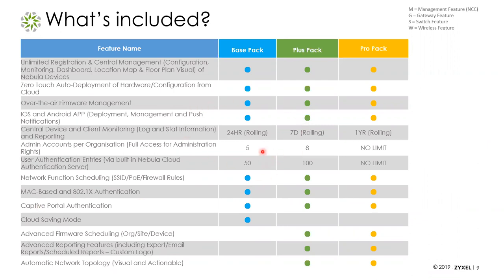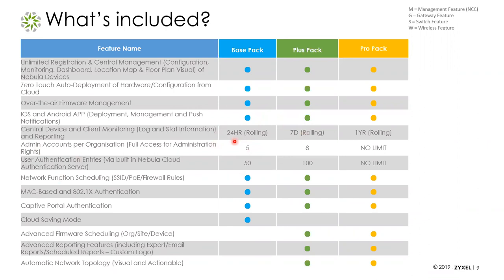The base pack gets you 24 hours worth of logs that are stored in the cloud. This is your views where you see what clients have been up to, what bandwidth is being used, things like that. With Plus Pack, you get 7 days, and with Pro Pack, you get a year. Admin accounts remain the same on the free version.